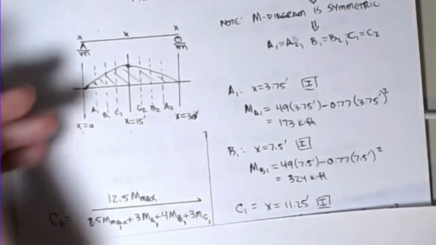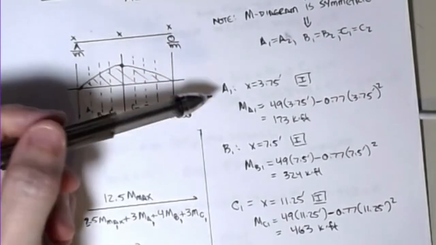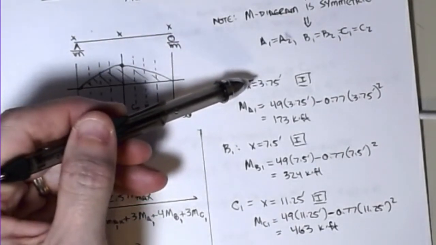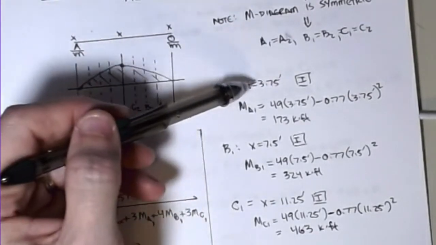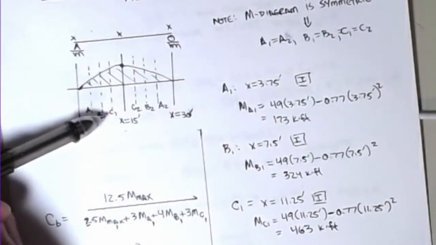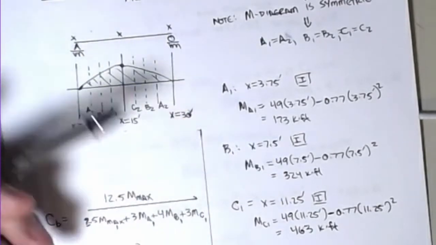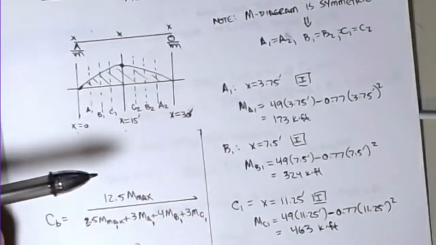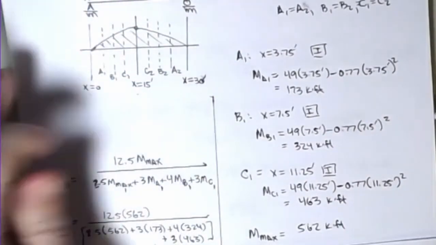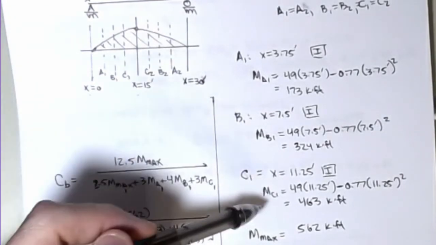All I have to do now is use my generalized equations for this. My A1 coordinate is located at x equals 3.75 feet, the quarter point of 15. If I plug that into my moment equation, I get 173 kip-feet. Do the same thing for B1, which is at the middle, 7.5 feet. Then MB1 is 324 kip-feet. Again, just plugging and chugging, and you can check my math, pause the video, and do the calculations yourself if you need the practice. C1 is located at x equals 11.25 feet, and then MC1 is 463.